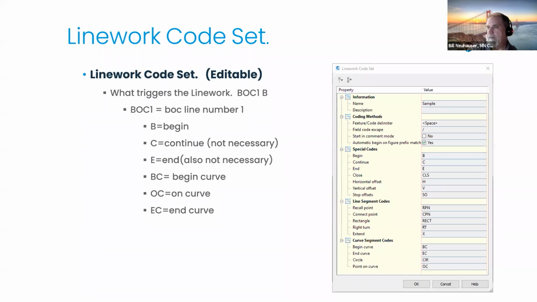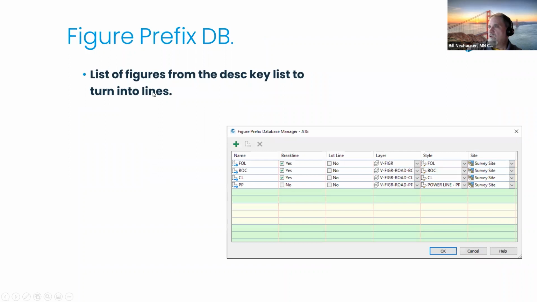Now this list of figures here is another area, and we'll talk about where this is at, but this is a sub list of your description keys. Let's say your description keys is 100 or 150 items; this might be 10 or 15, if even that. The trick there is that the code you see here, the name, has to match a code in your description keys. So if you have a back of curb in your description keys, you can have a back of curb here, a BOC, a flow line, or FL, however you want to call it. But you have to have one in the description keys in order for it to work here.